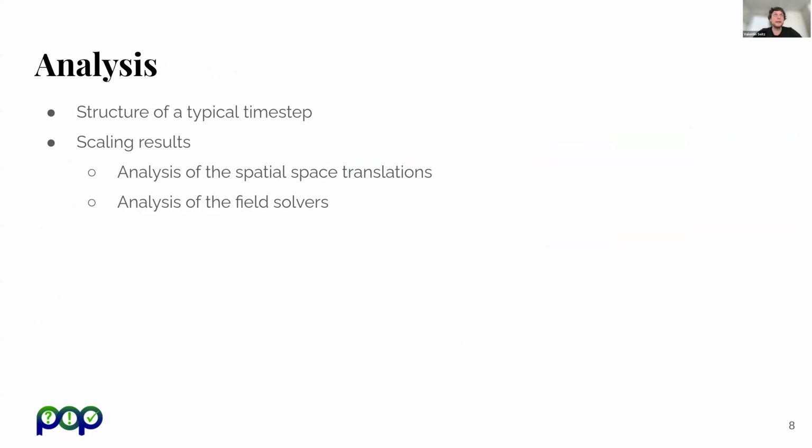So with this out of the way, let's focus on the analysis and what kind of insights we can get from tracing at production scale. First of all, I want to show you the structure of a typical time step. How does it look? Which are the most interesting or most time-consuming functions? Then we will look at the scaling results to decide which subregions we want to focus the analysis on. And then we will look in depth into the spatial space translations and the field solvers as the two regions that we chose.